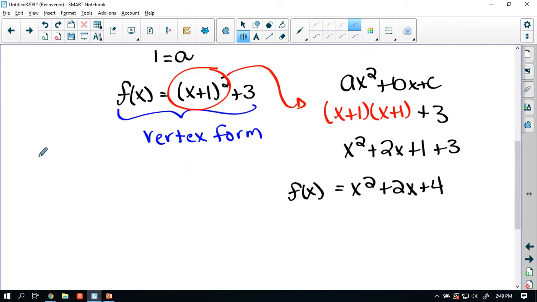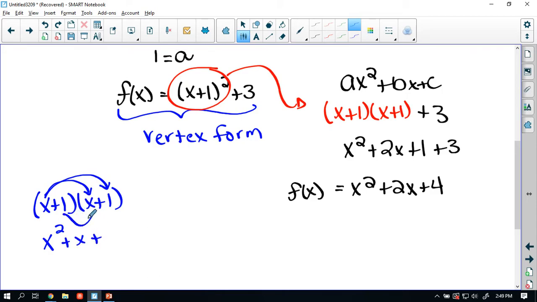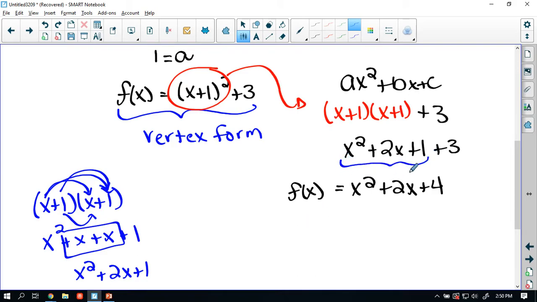And just off to the side, just in case you didn't see the FOIL or see how I got x squared plus 2x, I'll show you. So we're going to multiply the first ones. So that's x squared. Then the outer, O, that's x. Then the inner, which is going to be x again. And then the last, which is going to be 1. Combining like terms, we get x squared plus 2x plus 1. And that is how I got this right here. So this right here is now considered the standard form.